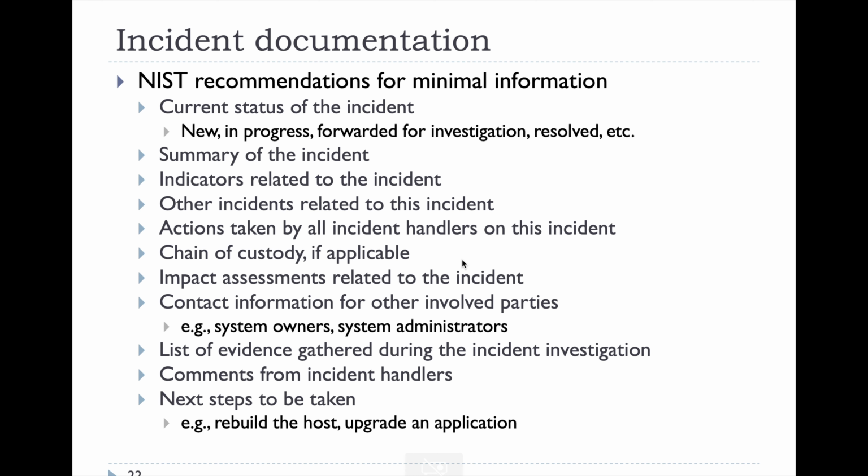A chain of custody, if it was applicable. We're going to talk about the chain of custody in the next slide. And the impact assessment related to the incident. What was the impact of this incident on the organization as a whole, on the technical infrastructure? And contact information for other involved parties.